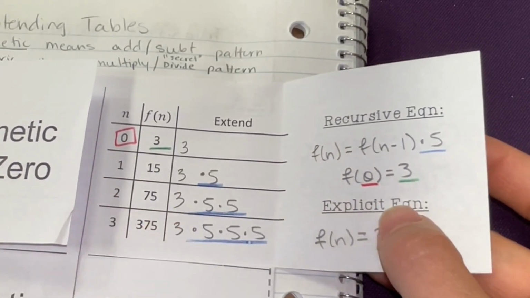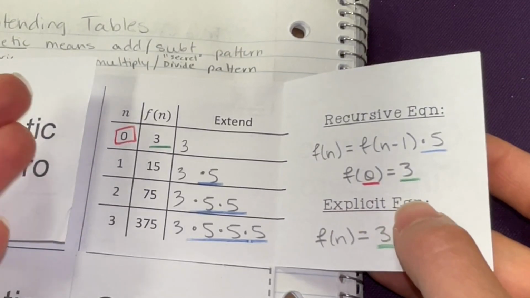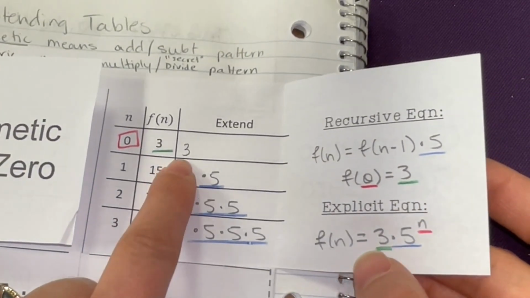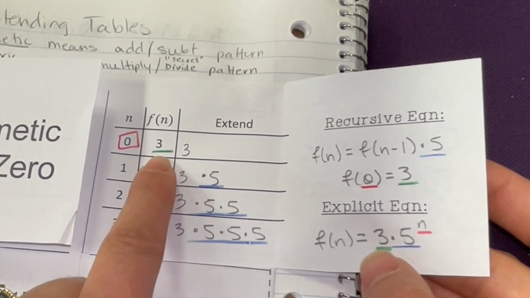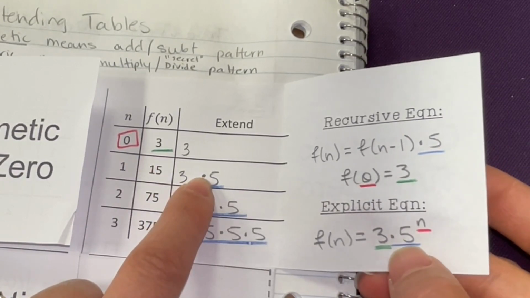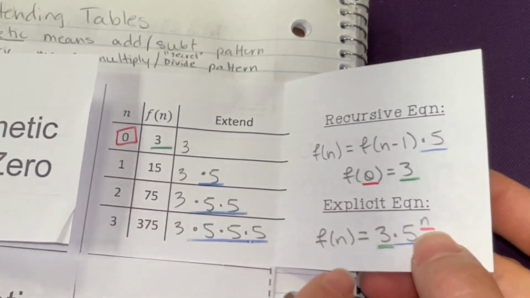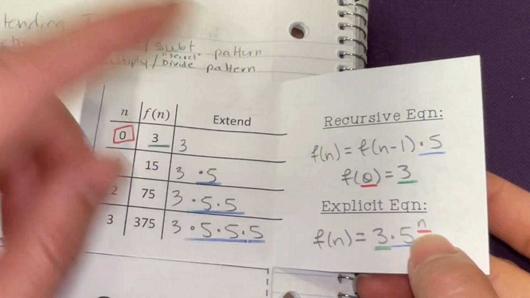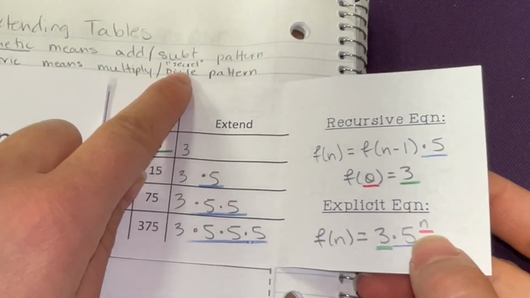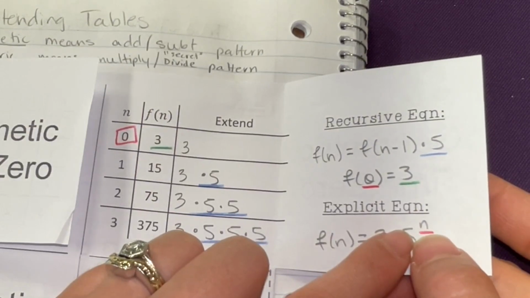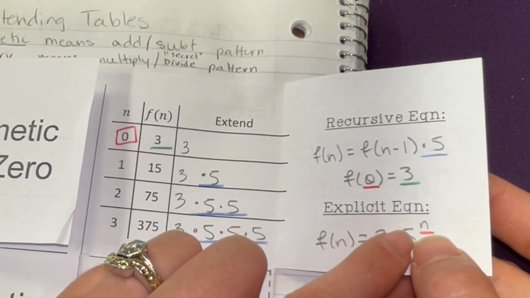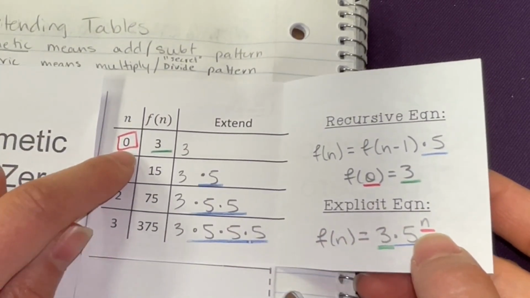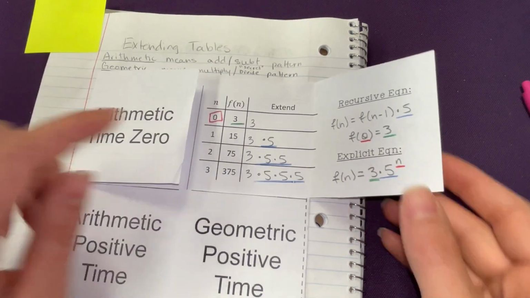The explicit equation is very similar. We started with 3, so I start with 3. We're multiplying by 5, so I'm multiplying by 5. And this time, I'm going to have an exponent n, okay? Whenever you are multiplying or having secret division, you want to have an exponent for your variable. And I'm going to put just an n because it's just a times 0 that we started with.